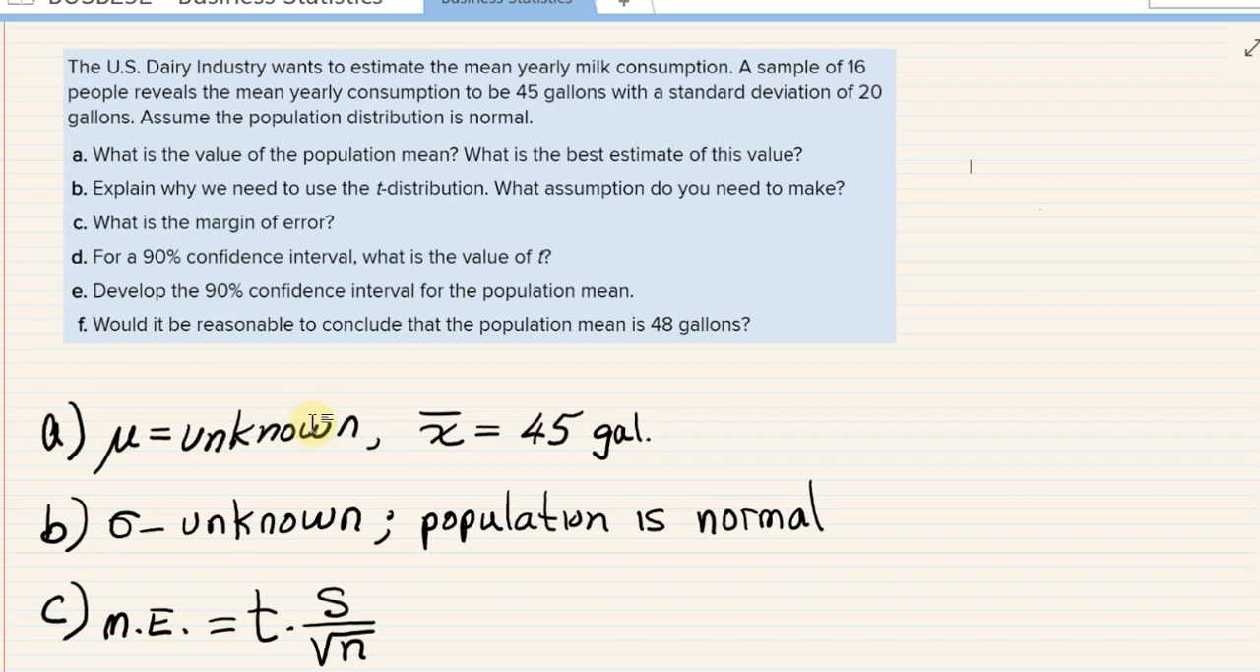Now in part D, it's asking us for a 90% confidence interval. And it says, okay, parts D and E we're going to get from MegaStat, because once we run a 90% confidence interval, it will give us a t value. The reason they're out of order here is because the book assumes you're going to do this by hand. In order to do part E, you need to do part D first if you do this by hand.